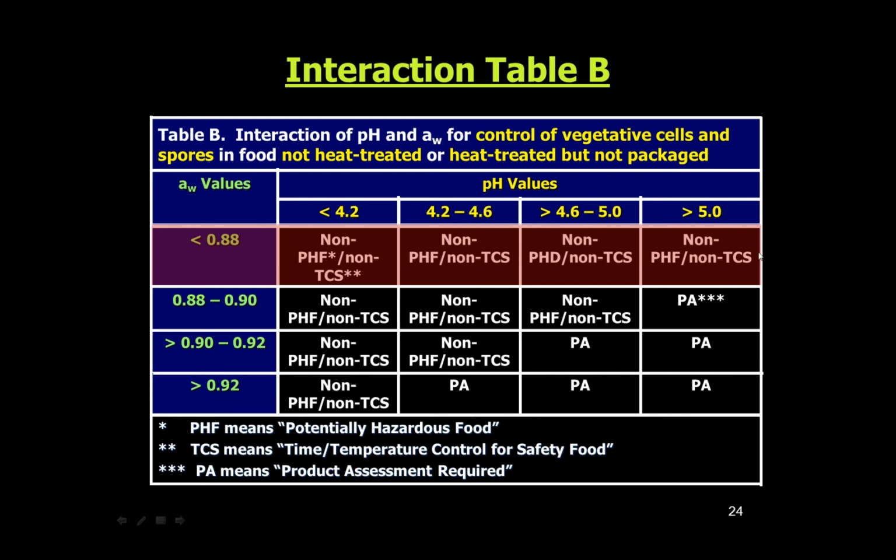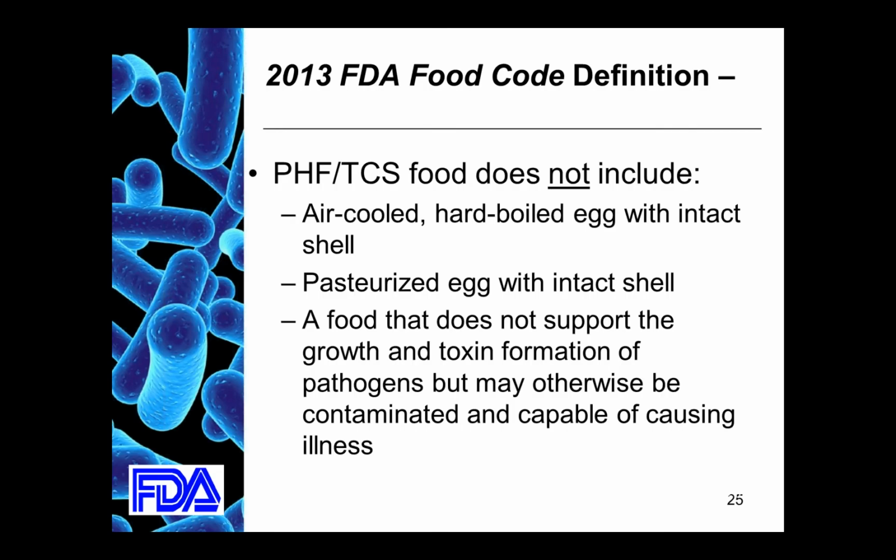The definition in the food code also contains what does not need refrigeration. That includes an air-cooled hard-boiled egg, not water-cooled, but air-cooled, if the shell is intact, does not need to be refrigerated. Pasteurized eggs with the shell intact, probably not something you guys are likely to run into. Hospitals use them sometimes, and they have a little P stamped on them. They're more expensive, but they would not need to be refrigerated. Or any food that they can demonstrate with lab evidence that it won't grow any of our pathogens.